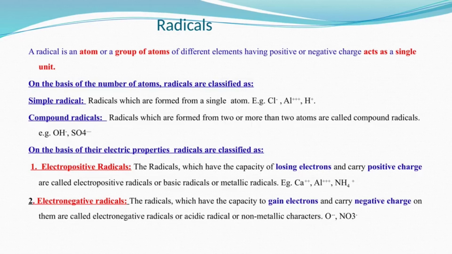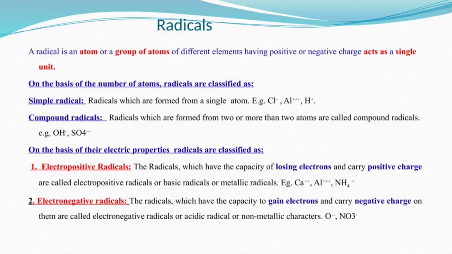So on the basis of number of atoms, radicals are classified as simple radicals and compound radicals. Simple radicals are formed from a single atom, for example chlorine ion, that is Cl minus, which is also called chloride, aluminum ion, that is Al3 plus, and hydrogen ion, that is H plus. These are examples of simple radicals, because a single element is involved in possessing the charge, either by gaining or by losing the electron.